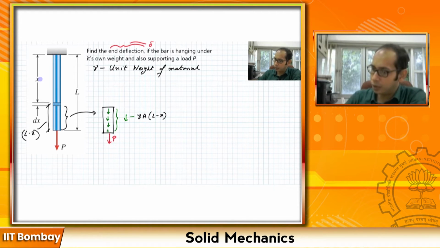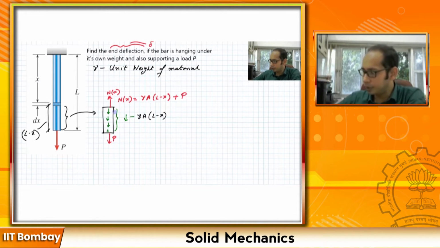To balance all of this, you have this internal force N over here. So N at x I'm calculating. N of x is nothing but equal to gamma times A times L minus x plus the load P, right? These are all acting vertically down, so N of x is vertically up over here.